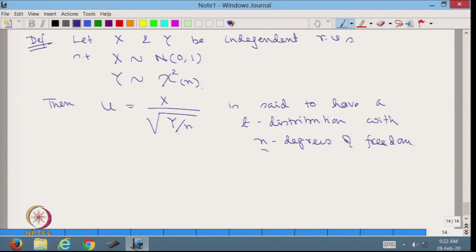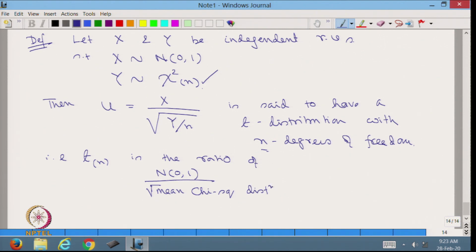This n is coming from the degrees of freedom of the chi-square distribution. That is, T_n is the ratio of a standard normal N(0,1) and the square root of the mean chi-square distribution. Mean is coming because we are dividing by n, the degrees of freedom.